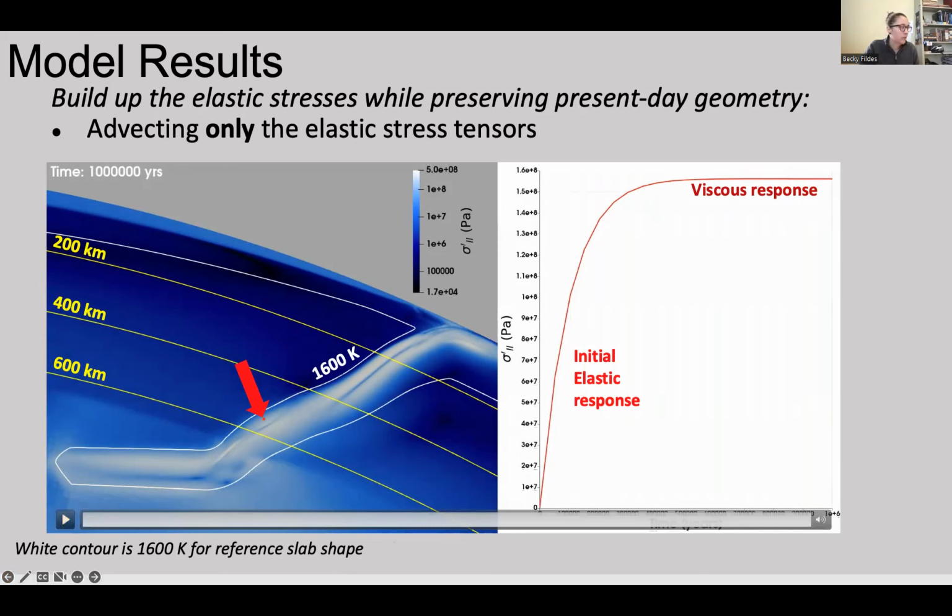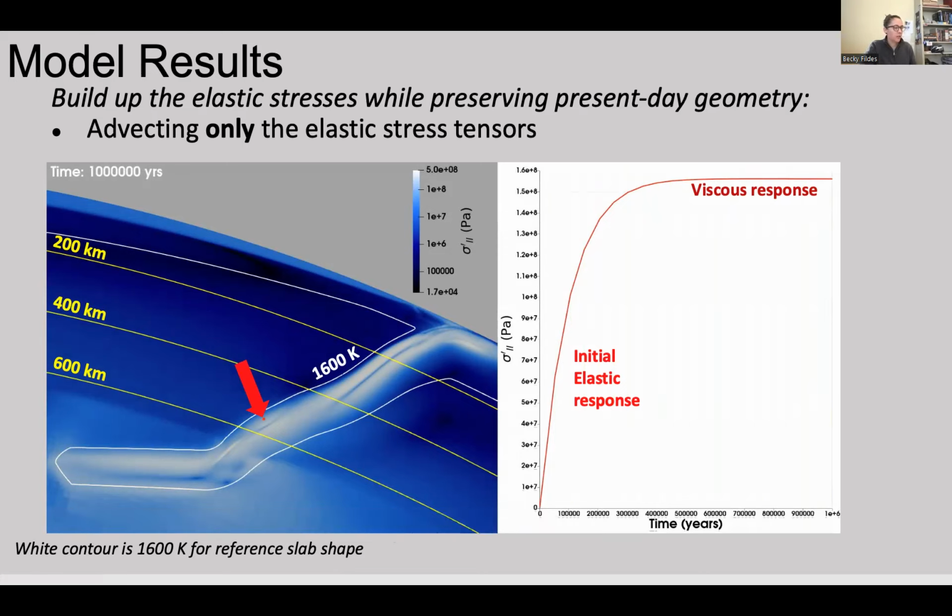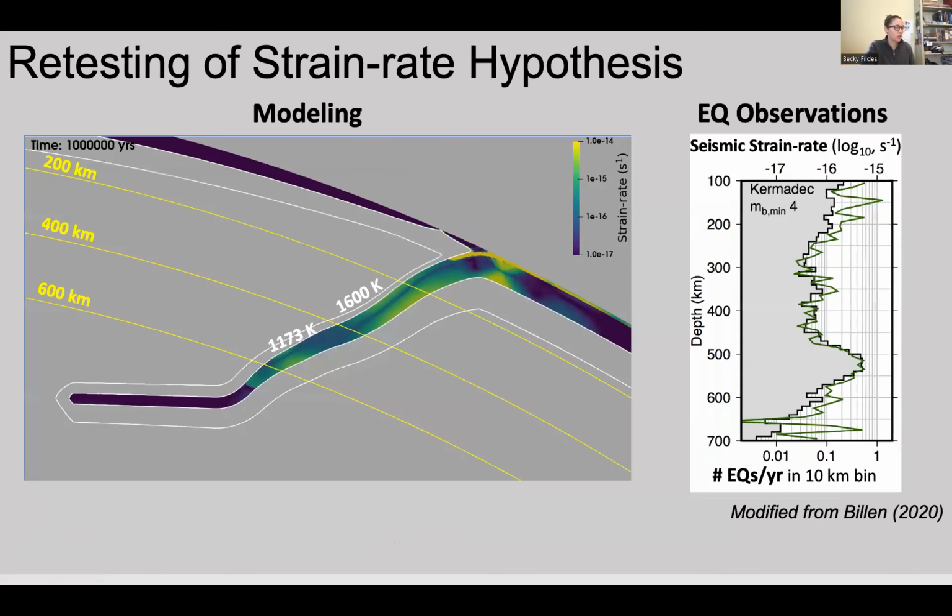So once we do that, we get our solution fields, and going back to that main idea of first retesting the strain rate hypothesis. What you're looking at here on the left is the strain rate, and I have it mapped within the cold core of the slab where we would be expecting deep earthquakes. And then on the right, for comparison, is the earthquakes for the Kermadec region, where this particular profile that I made came from.